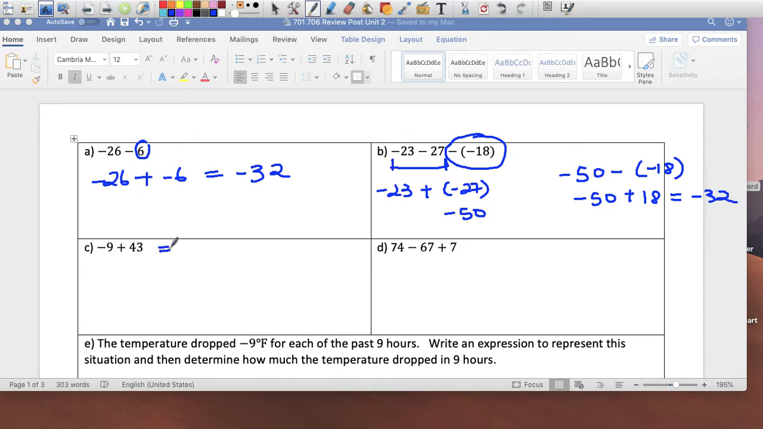9 plus 43 is very simple. There's more positive, so that's going to be positive, right? 34. Do these first: 74 minus 67 is just 7. And 7 plus 7 equals 14.